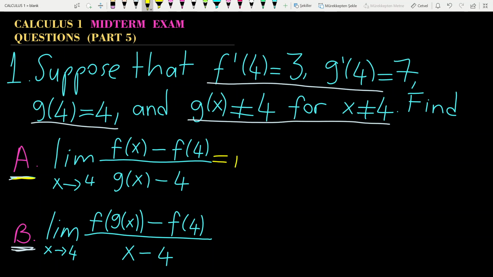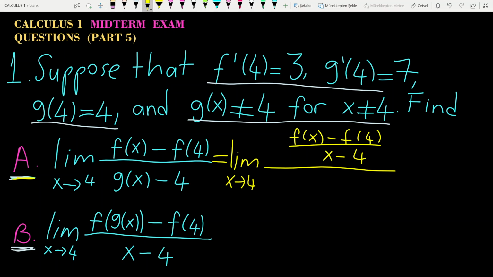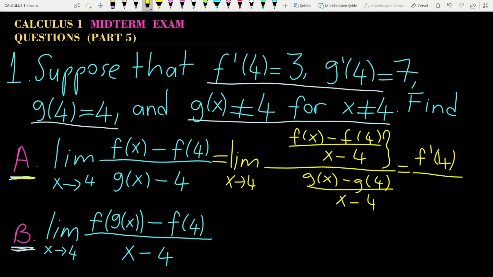So this is equal to limit x tends to 4. I want to divide both numerator and denominator by x minus 4. We have f of x minus f of 4 in numerator divided by x minus 4. G of x minus g of 4 from the question, I also have to divide this expression by x minus 4. When you look at the numerator, you see that we have derivative of f at the point 4 from the formal definition of derivative. When you look at the denominator, you have derivative of g at the point 4. What is f prime of 4? This is 3 from the question, and g prime of 4 is 7, and the answer is 3 over 7.